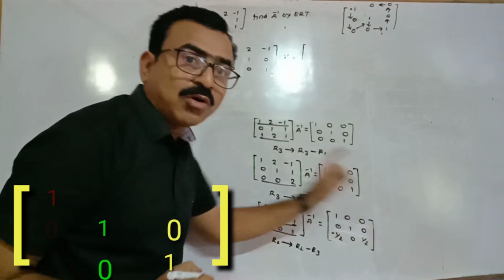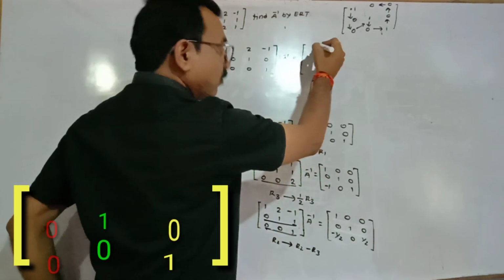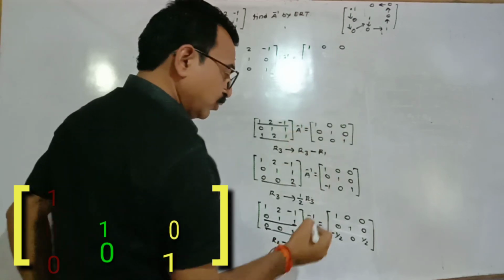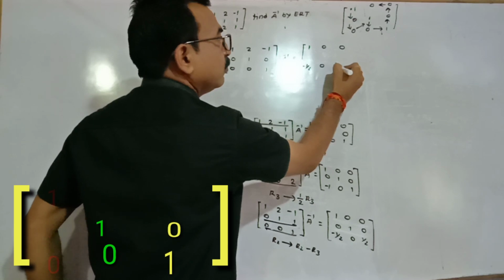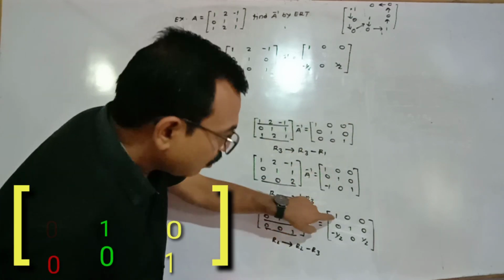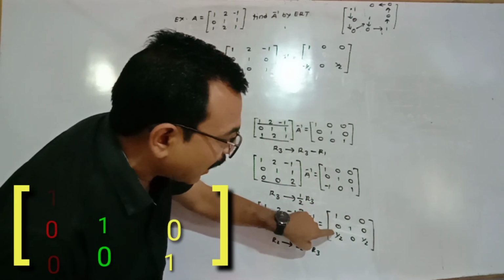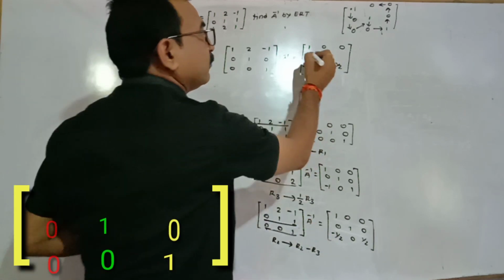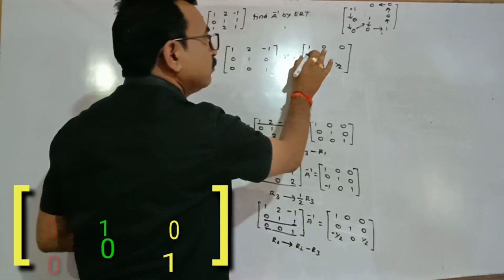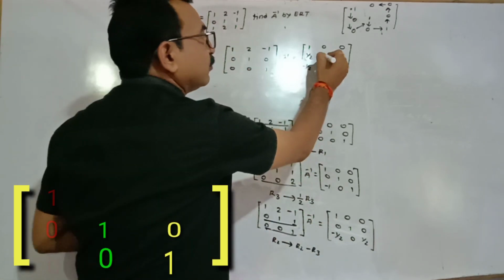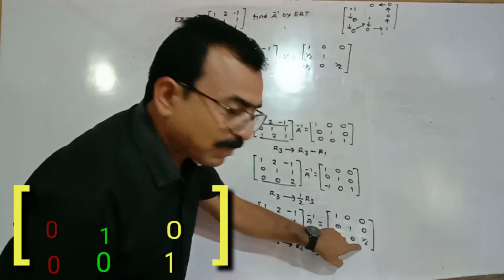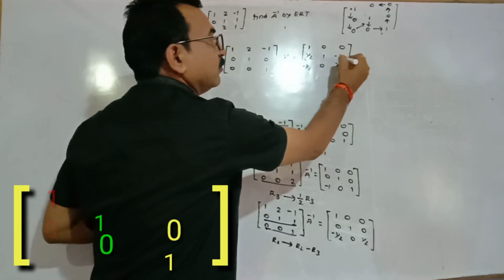Perform the same operation on the other side also. So write down row 1 and row 3 as they are: 1, 0, 0 and 0, minus 1 by 2, 0, 1 by 2. Now row 2 minus row 3. 0 minus minus 1 by 2, that is 0 plus 1 by 2, means 1 by 2. 1 minus 0 means 1. 0 minus 1 by 2 means minus 1 by 2.